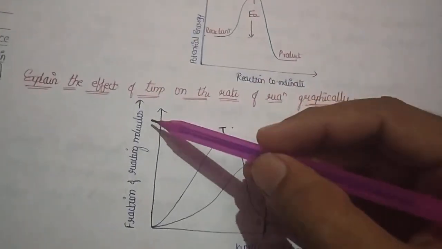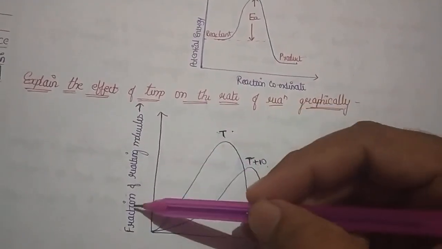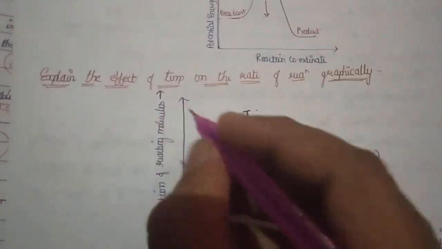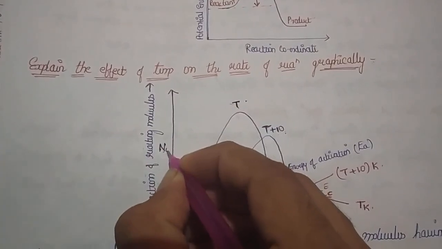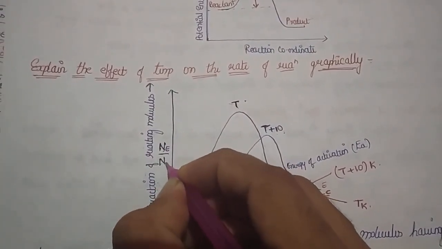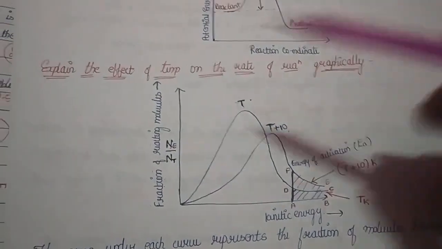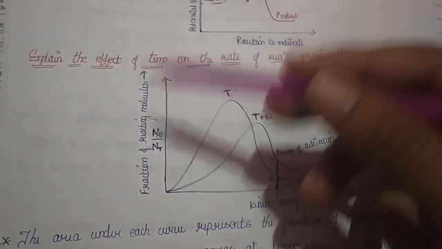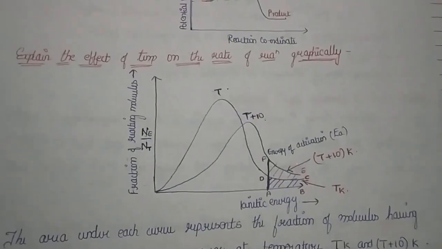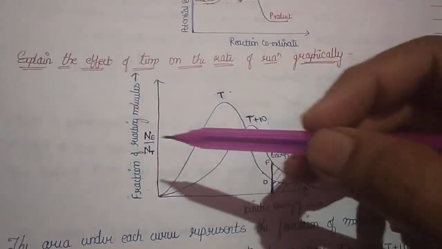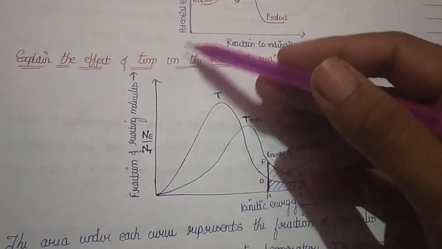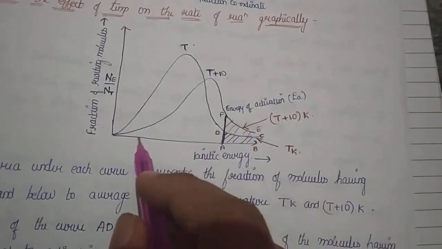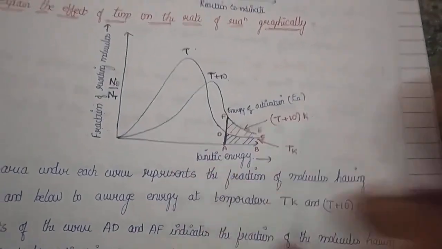So basically here, the y-axis you are seeing represents the fraction of your reacting molecules. In some of the books, you can also see it written as n subscript E divided by n subscript T. Not a great matter. It represents the fraction of the reacting molecules. Of course, I will deal with what that fraction refers to in a later part. So for a while, remember what your y-axis is representing: the fraction of your reacting molecules. And your x-axis is representing the kinetic energy.